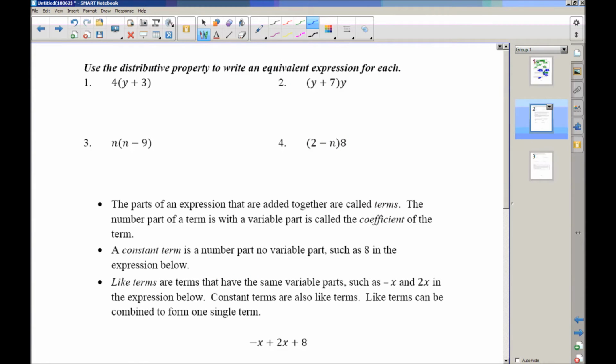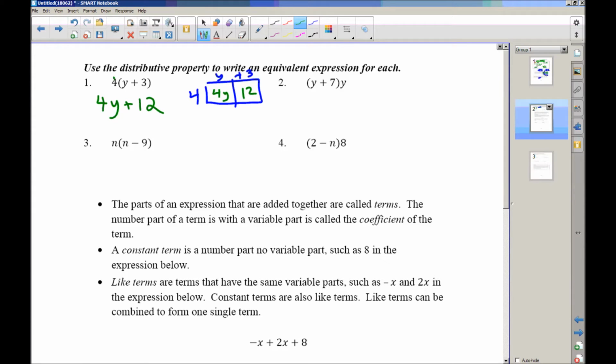Okay, use the distributive property to write the equivalent expression for each. So I'm going to show the area model, and then I'll show you the jumping the fence. So the area model, we have 4, and we're timesing that by (y plus 3). So 4 times y will give me 4y, and 4 times 3 would give me plus 12. So this will turn into 4y plus 12.